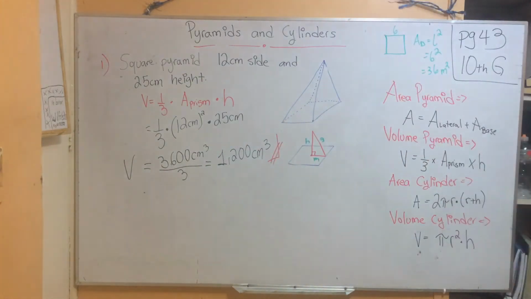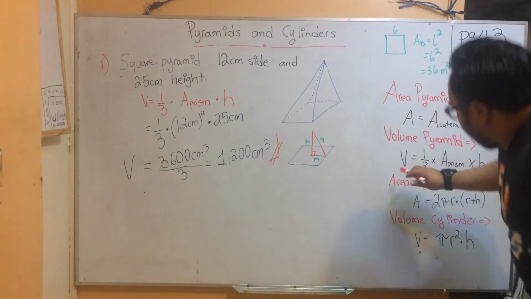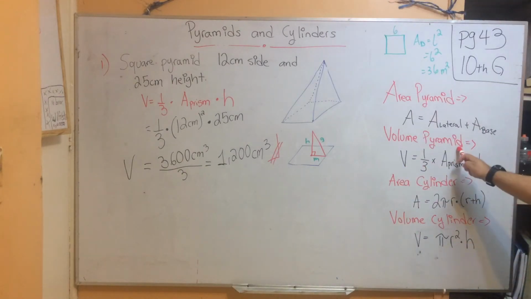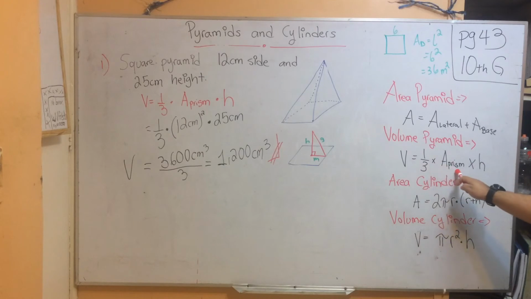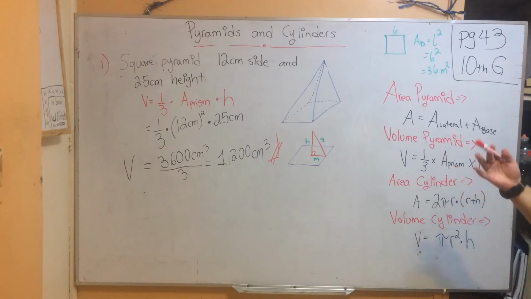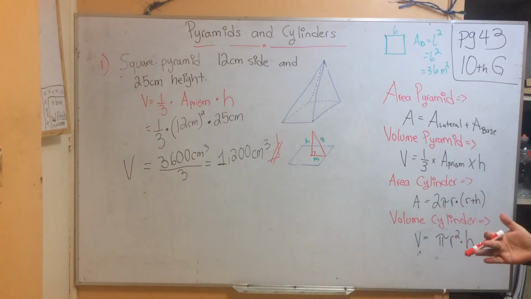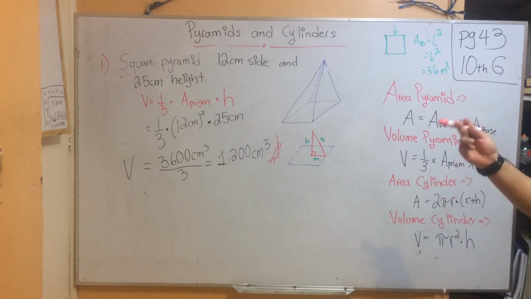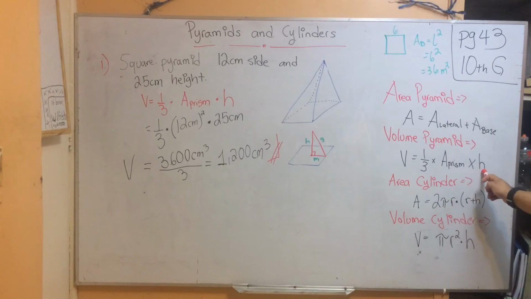Let's review. Here we have the formula. The volume of a pyramid is 1/3 times the area of the base times the height. So we just need to find what type of base we have, and we know it's a square. All sides are equal. So how do we find the area of the base? Side squared. And then we just multiply it by the height, divided by 3, and there we have our volume.